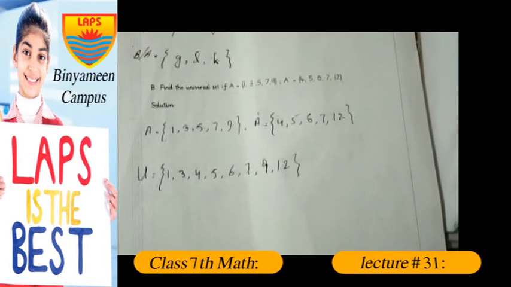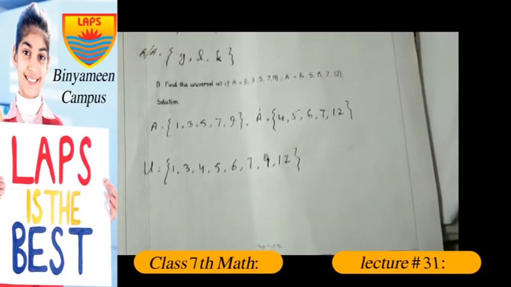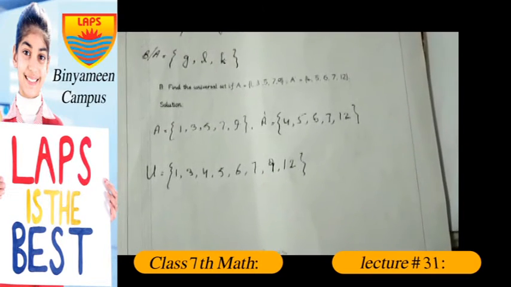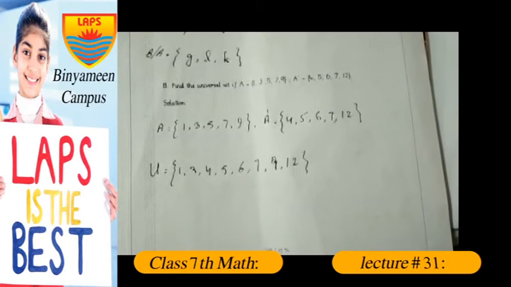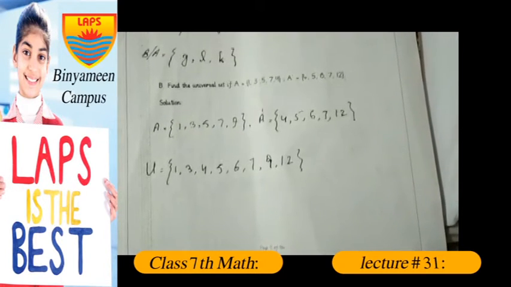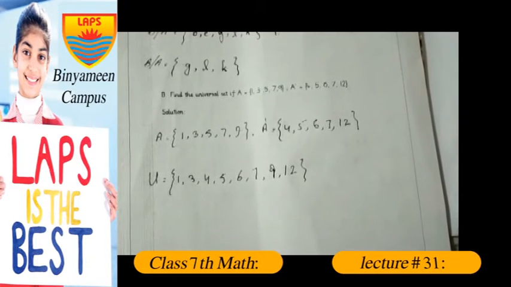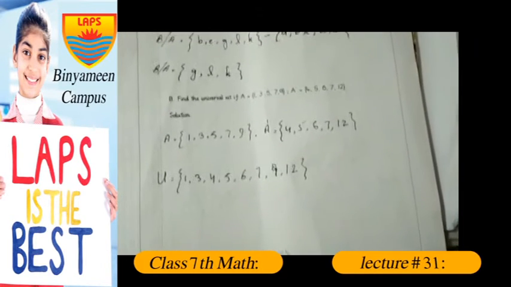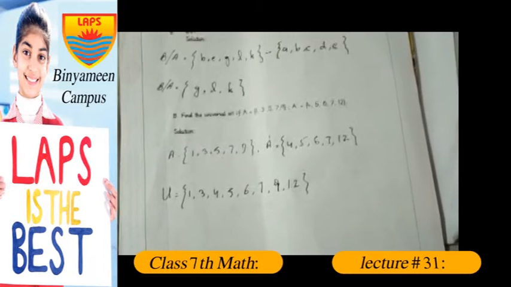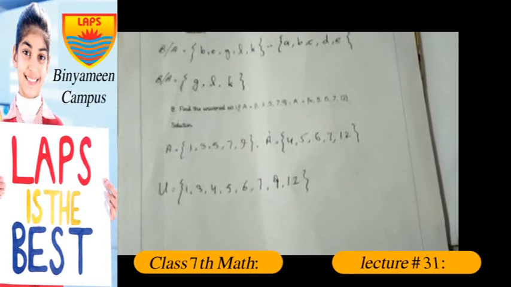Today I deliver a lecture from page number 11. Part B. Find the universal set if A is 1, 3, 5, 7 and 9, and the set A complement has the elements 4, 5, 6, 7 and 12. Now find the universal set.